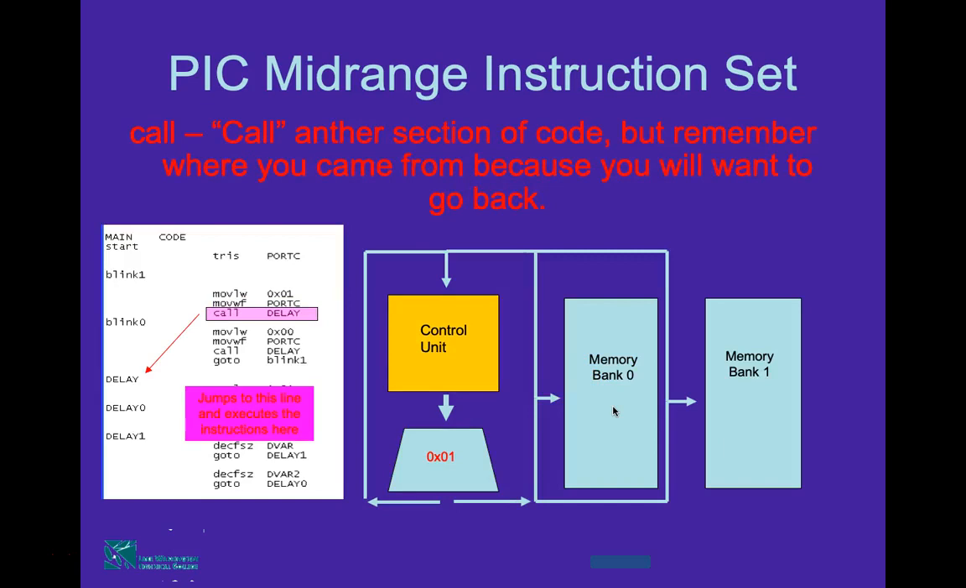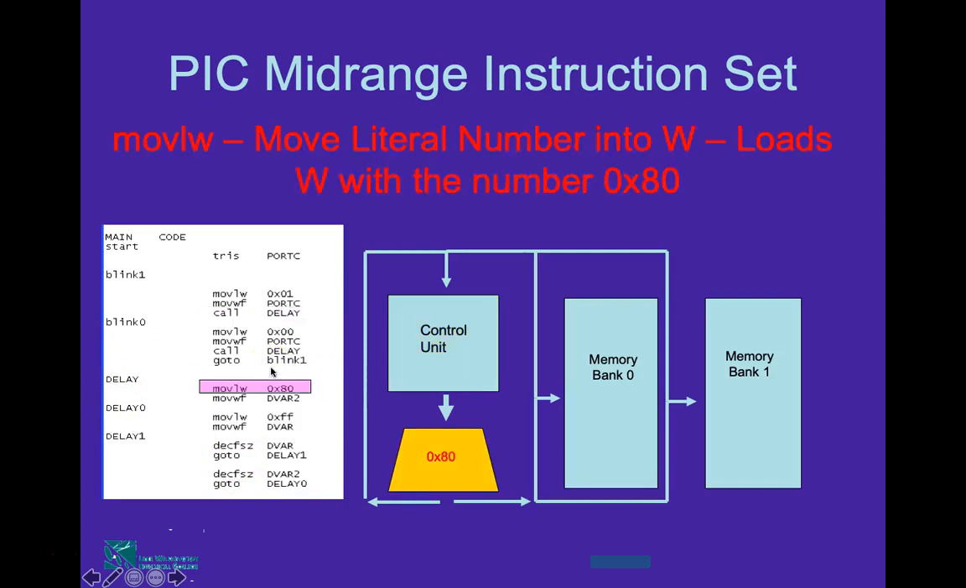And then you have call delay. So it is going to jump to this delay, and then it will execute the instructions from here, whatever is put over here. Let's say it has moved the literal number 0x80 to the working register. So it is going to move the literal number 0x80 to the working register. This is a little bit of programming I showed you, and how it works and how the instruction flows in the microcontroller, and we are going to learn about this more in the next coming lectures.